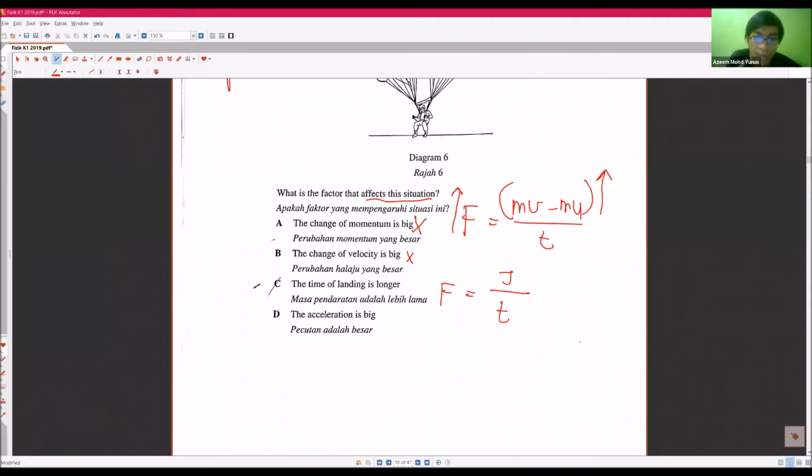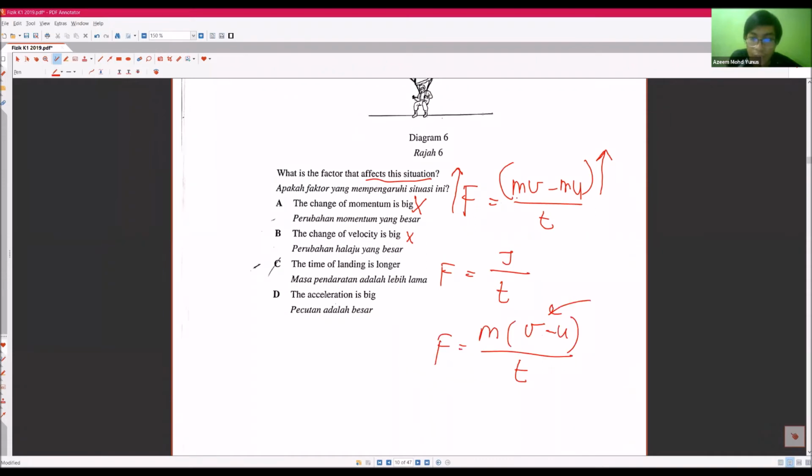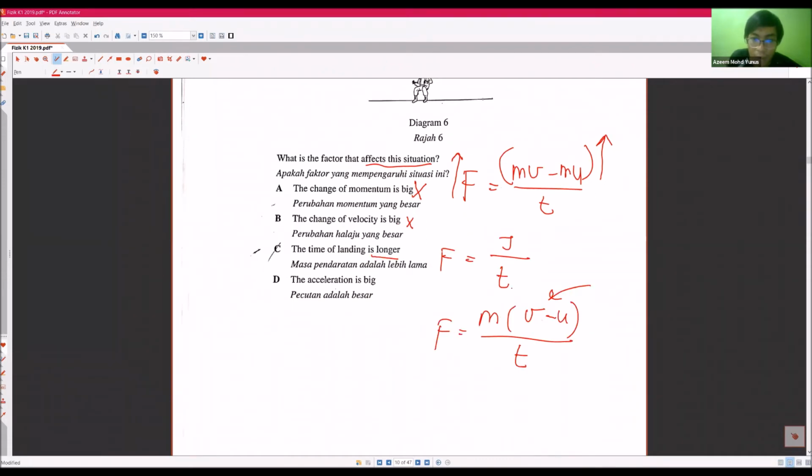The time of landing is longer. Okay, this one, if we want to make the time longer, then the force must be reduced because of the inverse relationship. The higher the time, the smaller the force. So this is true.